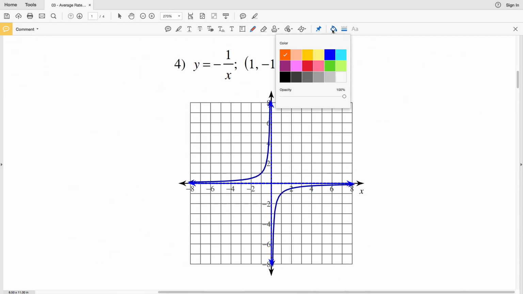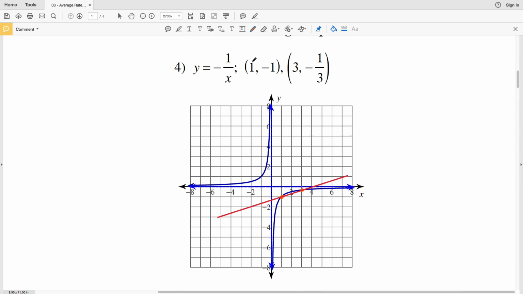And number 4, my secant line, I'm evaluating where it intersects the function at (1, -1) and (3, -1/3). So I'm finding the equation for the line I just drew. And our interval starts at 1 and ends at 3. So we'll have a as 1, x as 3. So that means that f of a is -1 and f of x is -1/3. And again, that's because these points fall on the function.